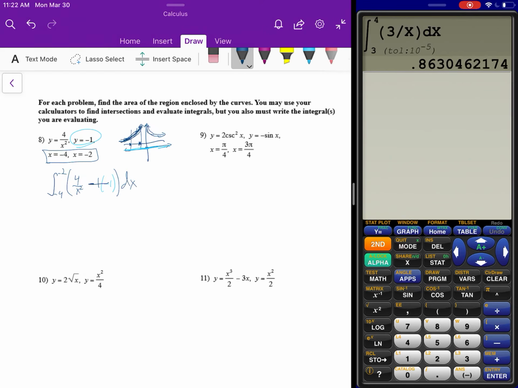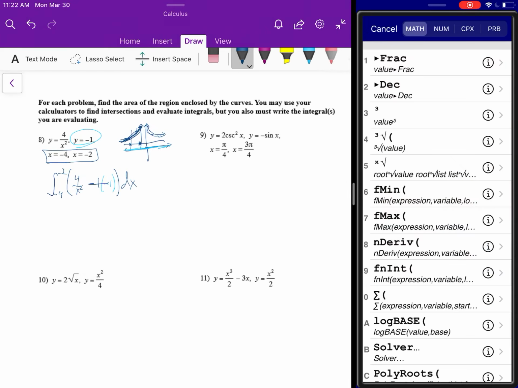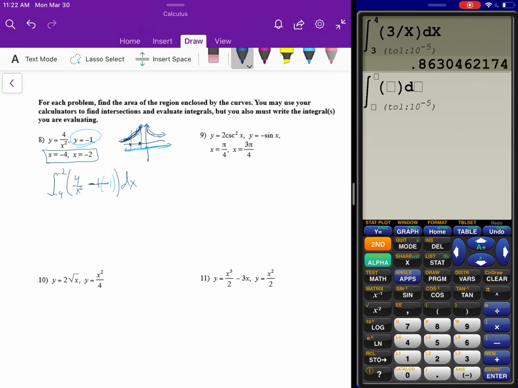And then once again, you can put that into your calculator. We're going to go to math, 9, this is from -4 to -2 of 4 over x squared plus 1 dx. We can hit enter, and we get 3. So this is equal to 3. Next one's going to be similar.